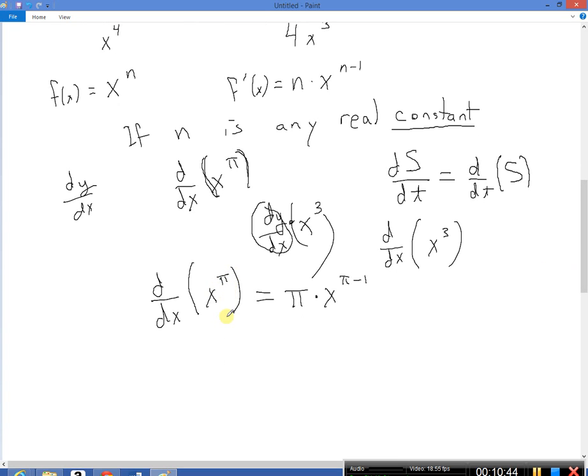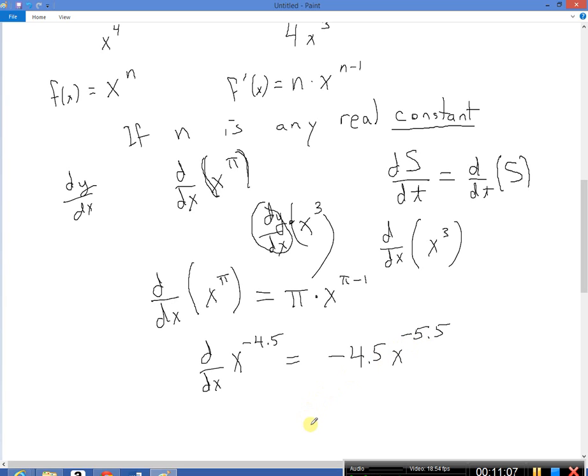Any constant. Doesn't have to be positive, could be negative. X to the negative 4.5. What is the derivative with respect to x of x to the negative 4.5? It would be minus 4.5 x to the, well, now I have to subtract 1 from minus 4.5. That's going to give me minus 5.5.